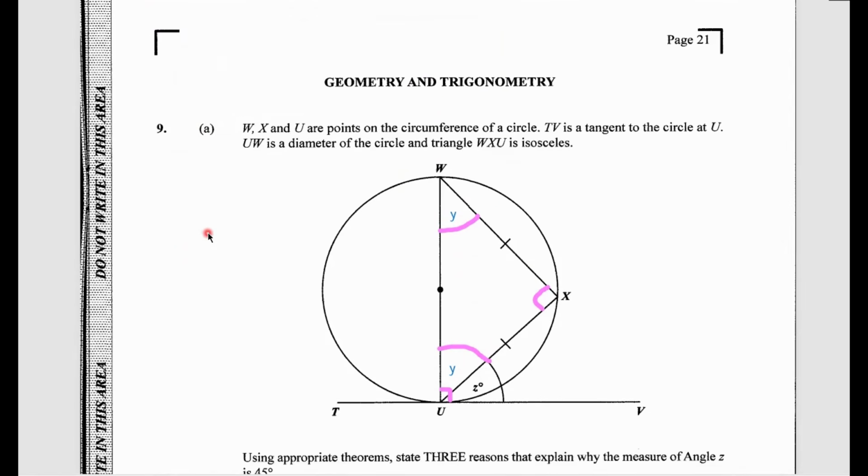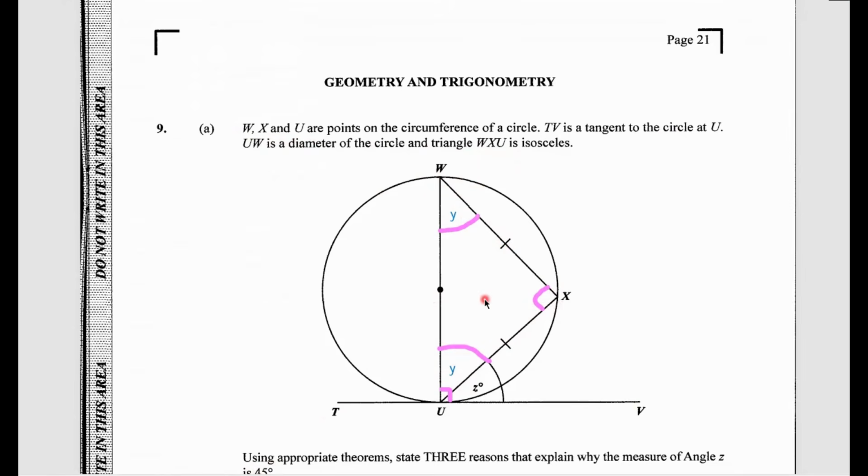So question 9. W, X and U are points on the circumference. TV is a tangent at U. UW is a diameter, so we're going through the center of the circle. And WXU is isosceles. You can see with this, WXU is isosceles.